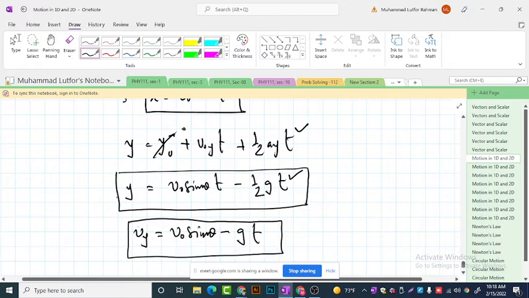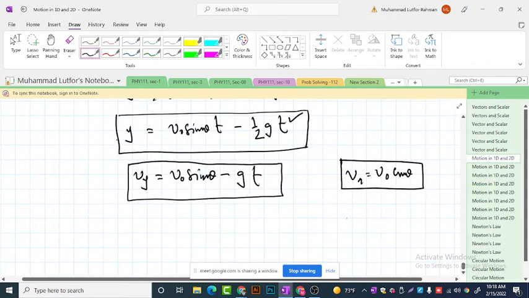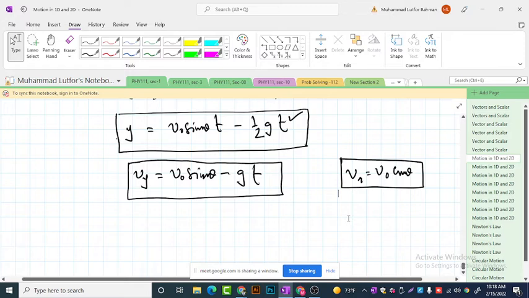But the velocity in the x direction remains the same, which is Vx equal to V naught cos theta. It is not changing because it moves at a constant velocity along the horizontal direction, but in the vertical direction it moves at a constant acceleration. That is why your velocity equations will be like that.